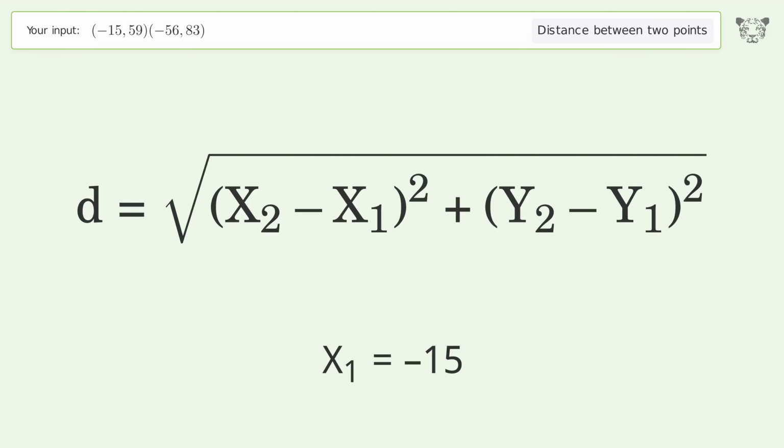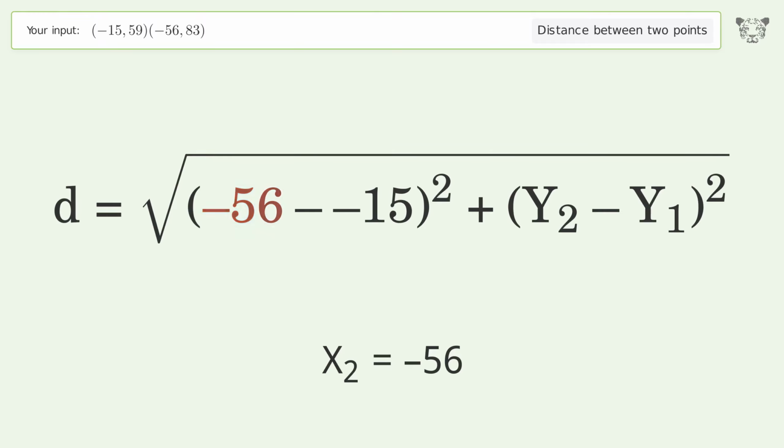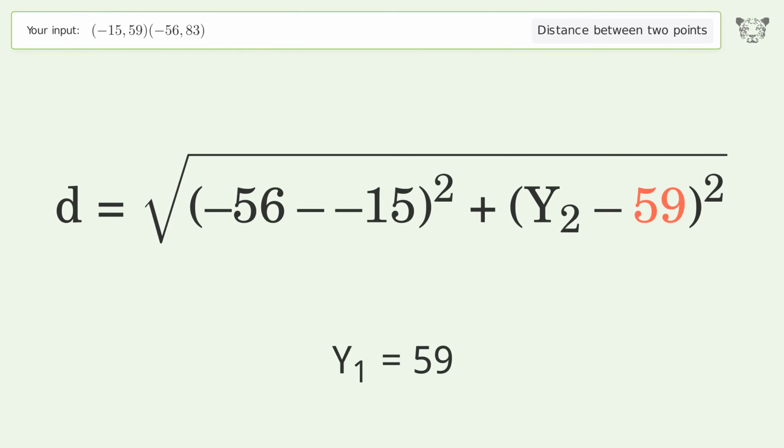x1 equals -15. x2 equals -56. y1 equals 59. y2 equals 83.